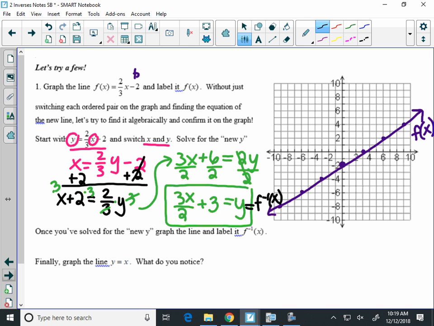So we're going to graph that on our grid and see what we notice. The y-intercept is at 3, and the slope this time is the fraction 3/2. So you're going to go up 3, right 2. Again, you're going to go in both directions so that you can graph the line as carefully as possible.